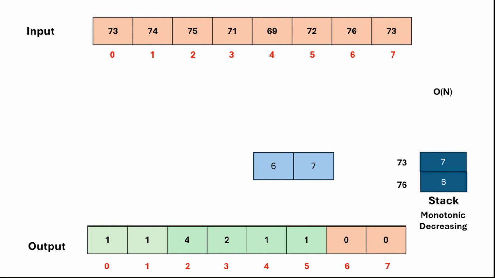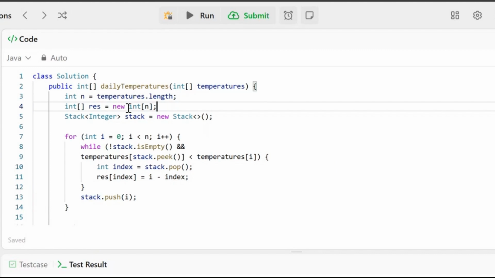Now let's understand the implementation of this approach. This is a Java implementation. You can see this integer temperatures array, which is our input. We are storing the length of the input array in variable n. We are declaring the result array of size n, and this is our stack. And we are parsing our input array using a for loop. So in this while loop, what are we checking?